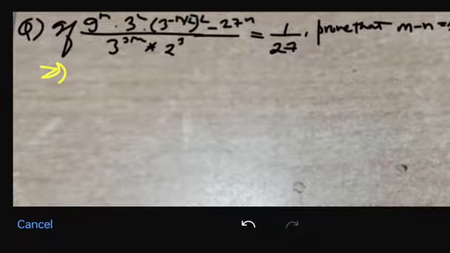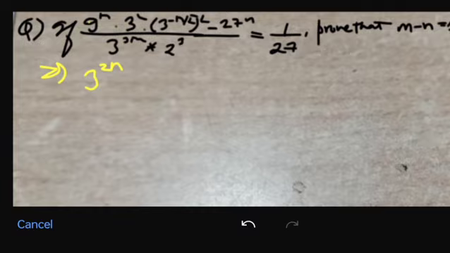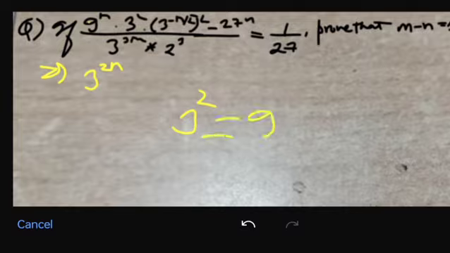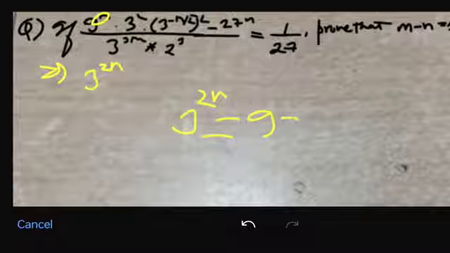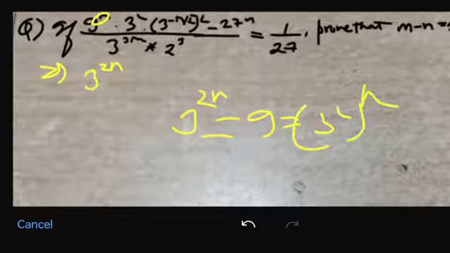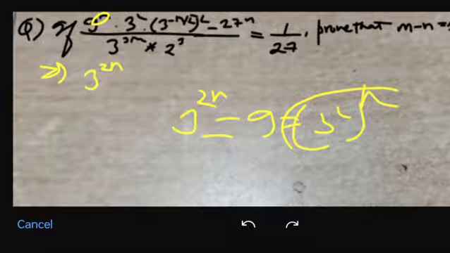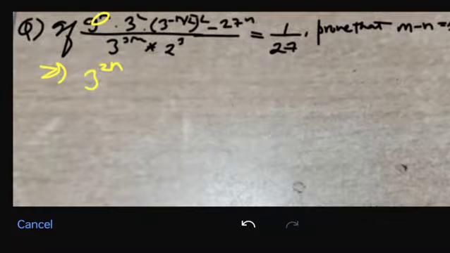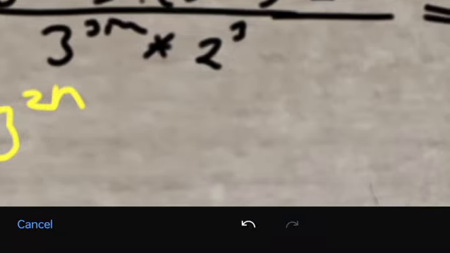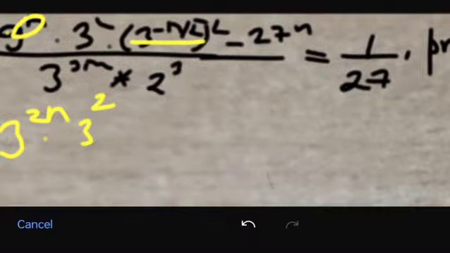So this 9^n can be written as 3 raised to the power 2n, because 3 square is 9, and as it can be written in this form, and there is multiplication of n, so n multiplied, right? So by laws of exponent you can write this in this form, times 3 square, right? And again this. So see, this is in this form, right?